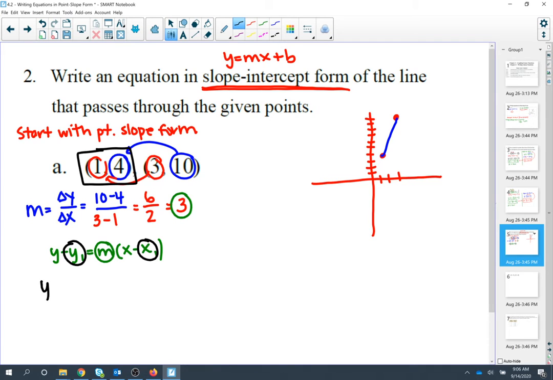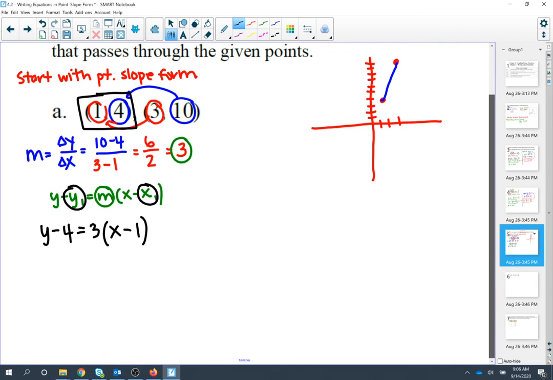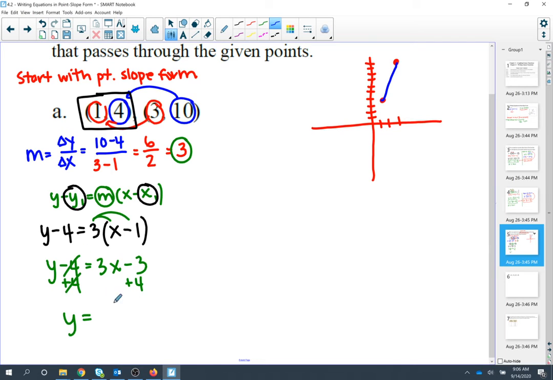So, y minus 4 equals my m, which we found was 3, times x minus 1. Then the last thing I have to do is convert that to slope-intercept form. So I'm going to start by distributing. Leave the y minus 4, distribute the 3, 3x minus 3. Then I want my y by itself, so I'm going to add 4. So y equals 3x plus 1.